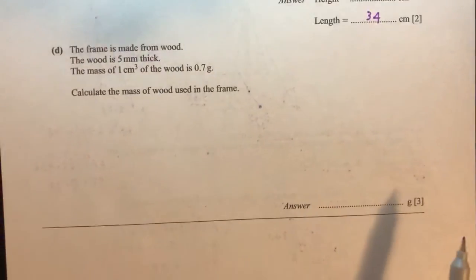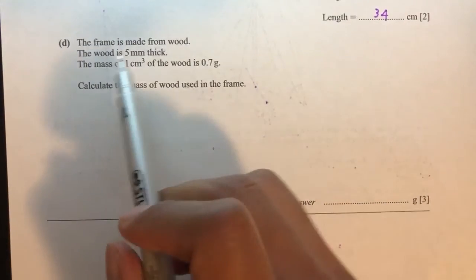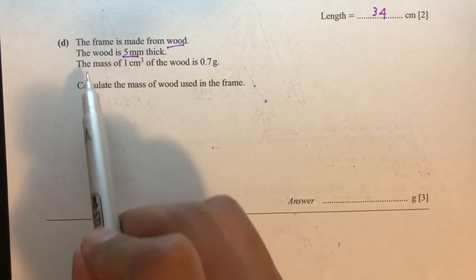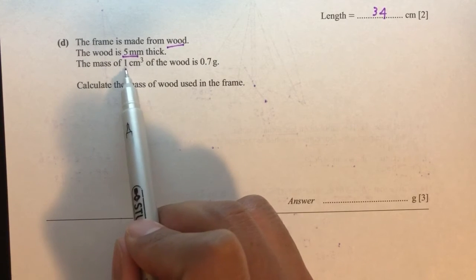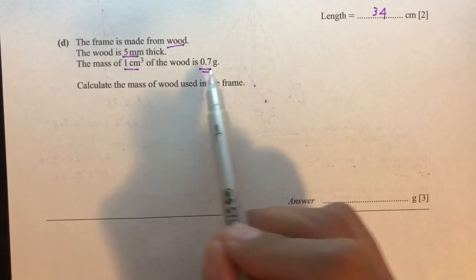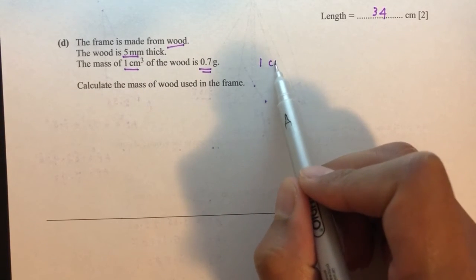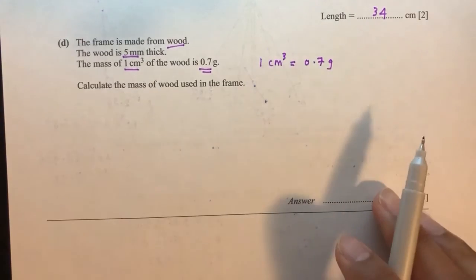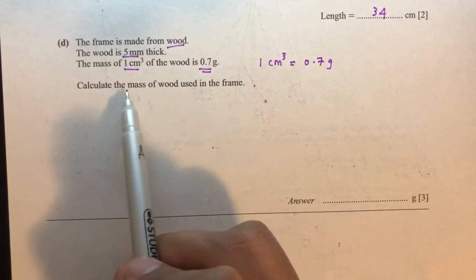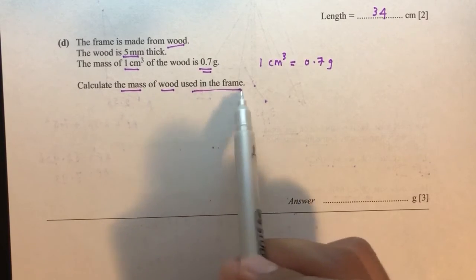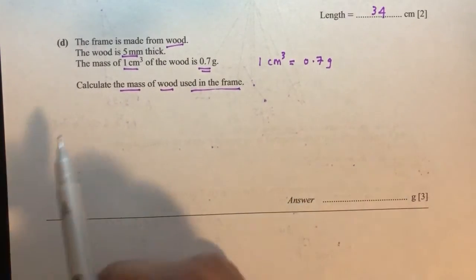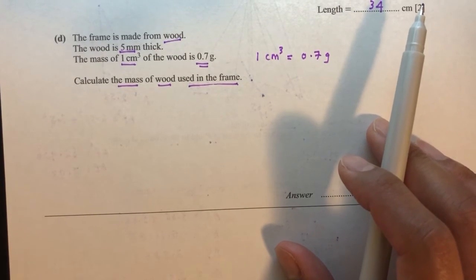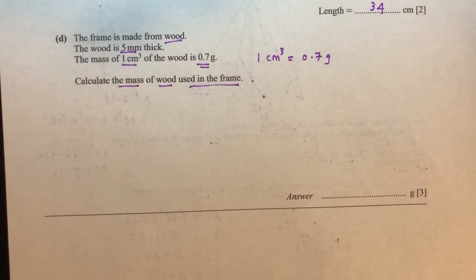Right. Now for part D, the frame is made of wood. The wood is 5 mm thick. The mass of 1 centimeter cube of wood is 0.7 grams. So 1 centimeter cube is equal to 0.7 grams. So calculate the mass of wood used in this frame. Okay. So as we know, what is the mass of wood that we use on this frame?